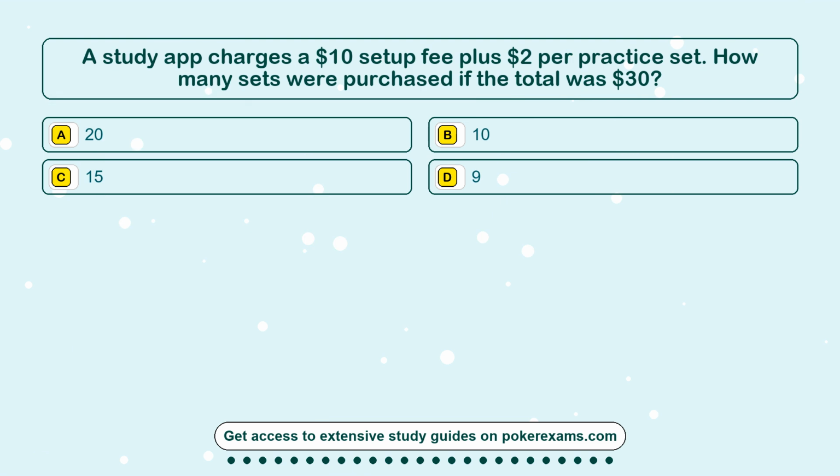Question 18. A study app charges a $10 setup fee plus $2 per practice set. How many sets were purchased if the total was $30? Option A 20. Option B 10. Option C 15. Option D 9.